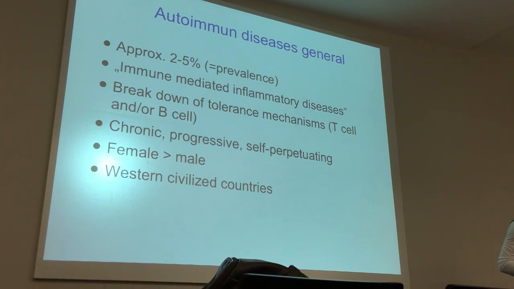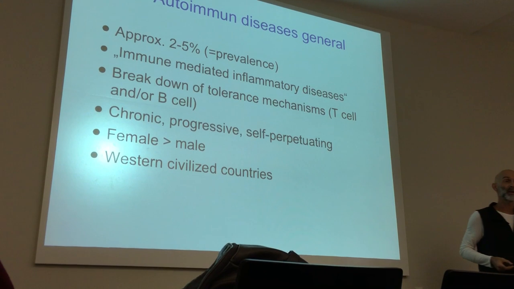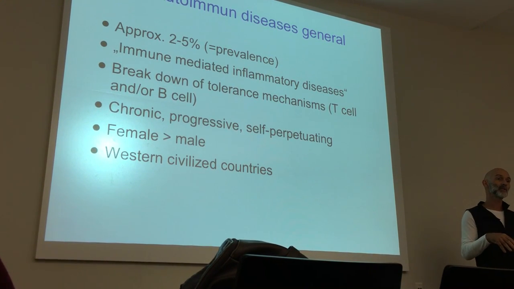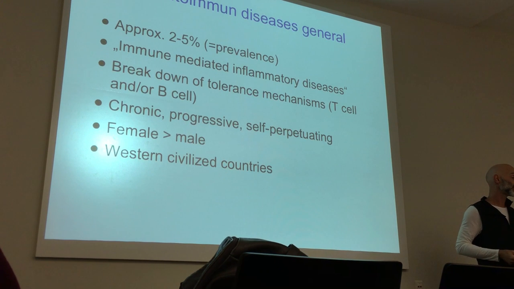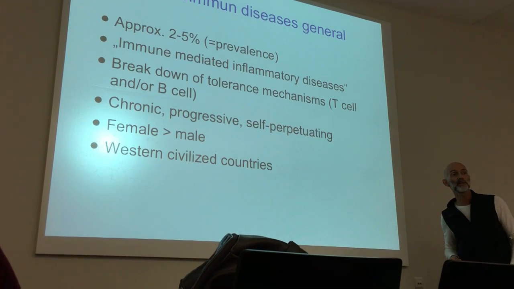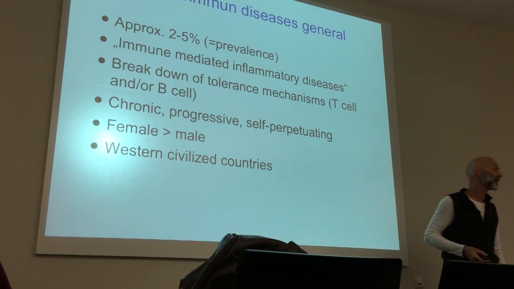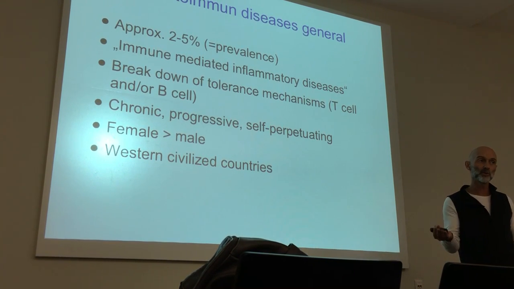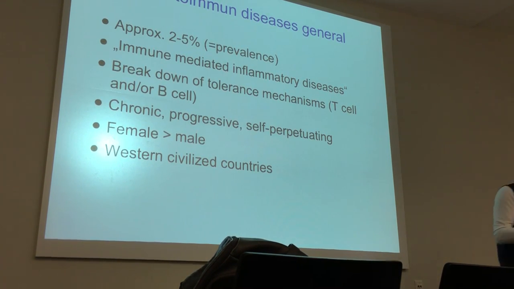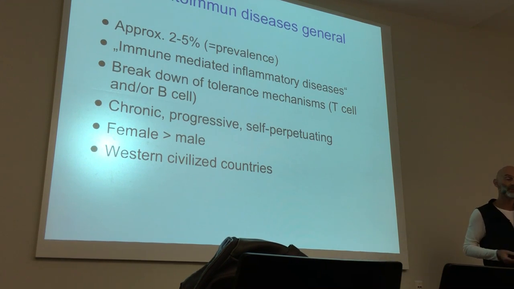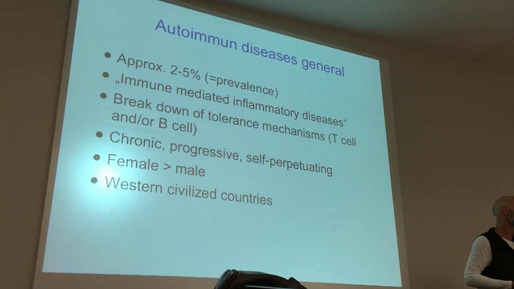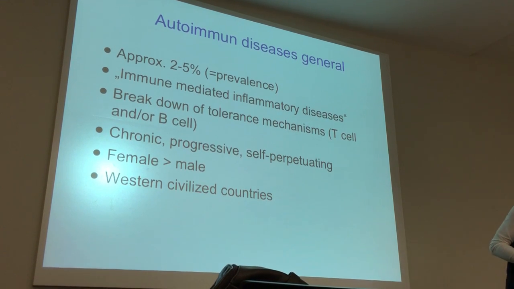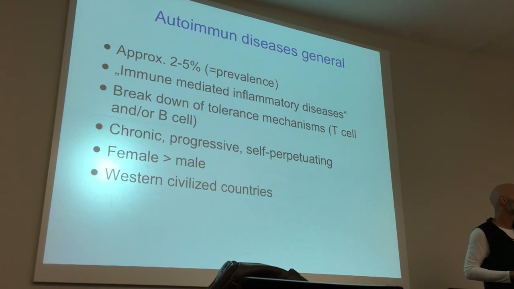Usually we have to deal with a breakdown of tolerance mechanisms, peripheral tolerance mechanisms. This can be on the side of the T cells or the B cells, or it can also be a combination of both. Usually these diseases are chronic, progressive and self-perpetuating. There is currently still no real cure for these diseases. The best thing you can achieve by treating these patients is to keep these diseases under control. Females are usually much more often affected by these diseases.